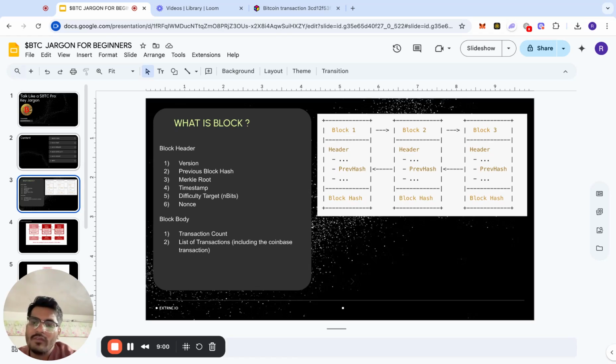From tomorrow, I will start the next section, where we will cover the transaction count. I will try to explain that in detail so that it is very clear to you. Also, how transactions are done, which wallets you can use, and which famous DEX you can go to and buy Bitcoin from, etc.